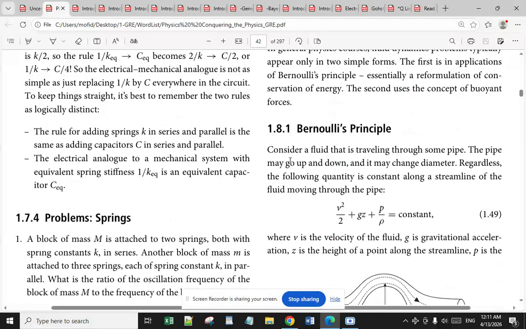The first rule, the rule for adding springs in series and parallel, is the same as adding capacitors C in series and parallel. The electrical analogy to a mechanical system with equivalent spring stiffness k equilibrium is an equivalent capacitance C equilibrium.